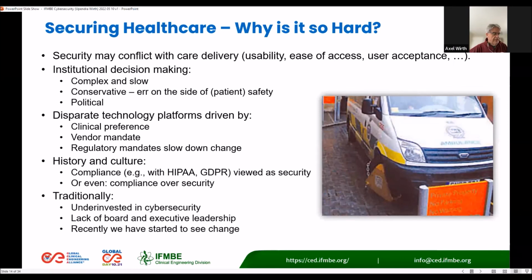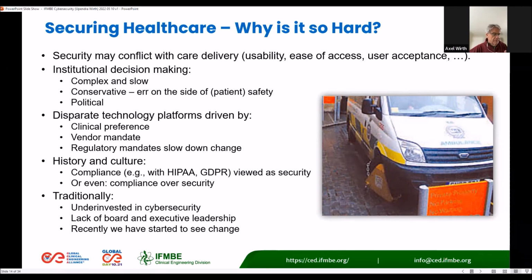And then lastly, healthcare has for a long time underinvested in cybersecurity. We see that change now, but there's also significant catch-up we need to do. We have seen historically, and again, we see that change now, a lack of board and executive leadership on cybersecurity. And yes, we're moving forward.